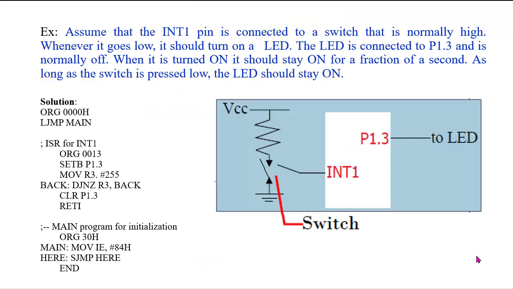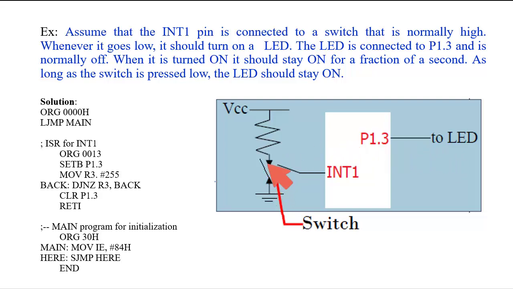Now this is one example using level triggered interrupt. Assume that the INT1 pin is connected to a switch that is normally high. This INT1 is connected at this point, which is connected to VCC, so this is normally high. Whenever it goes low, when this switch is connected, it should turn on an LED. The LED is connected at P1.3 and is normally off. When it is turned on, it should stay on for a fraction of a second. As long as the switch is pressed low, the LED should stay on.